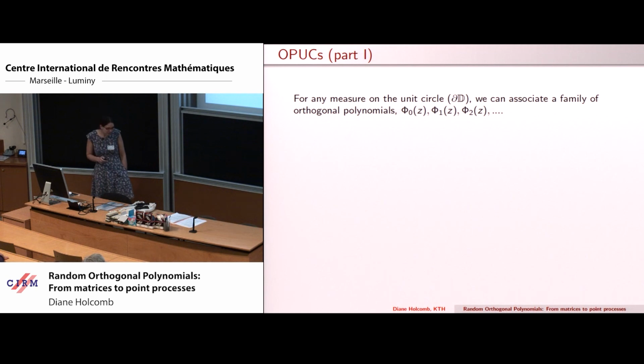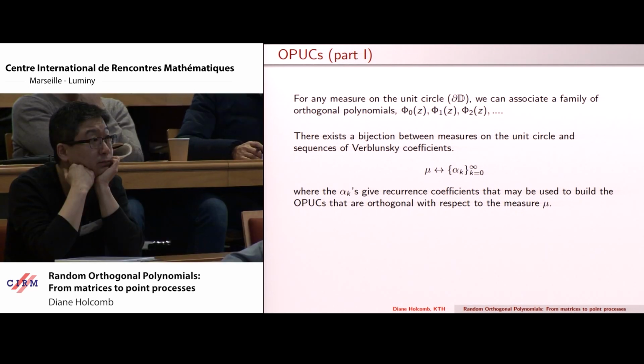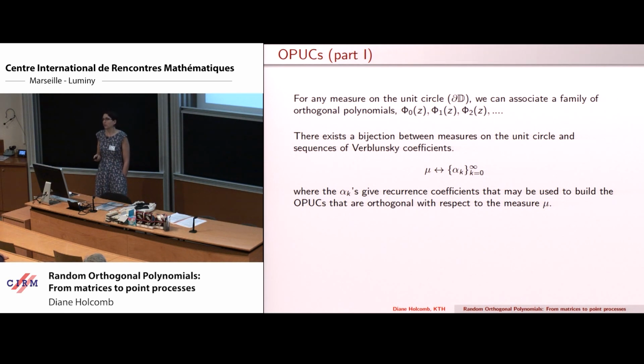So let's start back at the beginning. We have some sort of measure on the unit circle. To any measure on the unit circle, we can associate a family of polynomials that is orthogonal with respect to this measure. And there's actually a bijection between measures on the unit circle and essentially families of orthogonal polynomials. These families can be defined through something called their recurrence coefficients, or their Verblunsky coefficients.